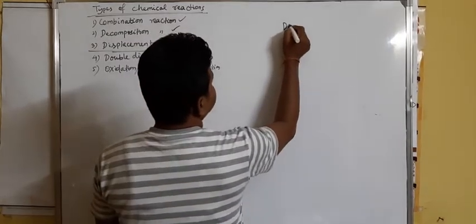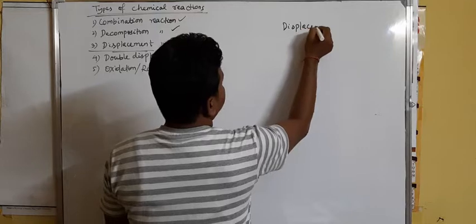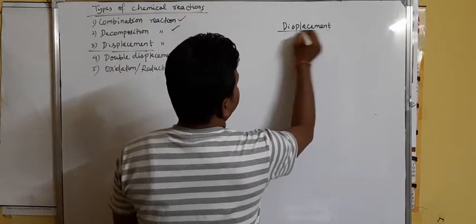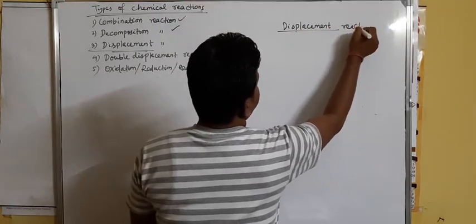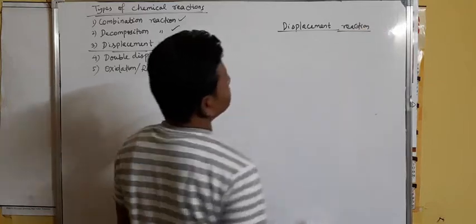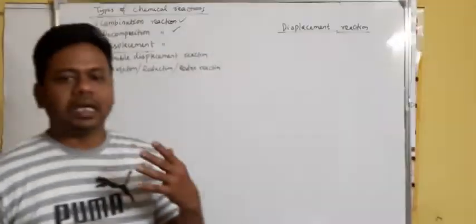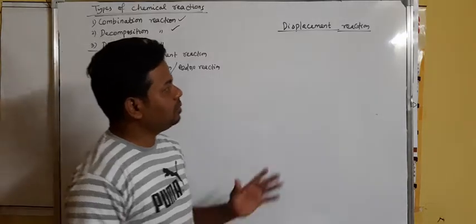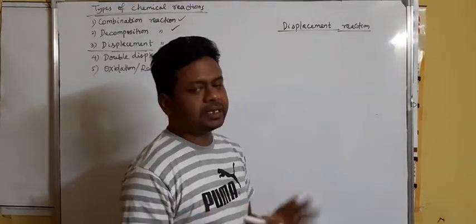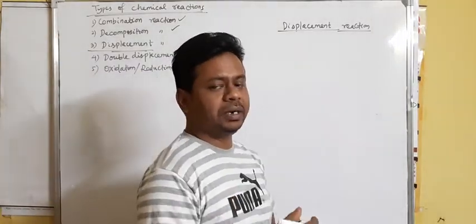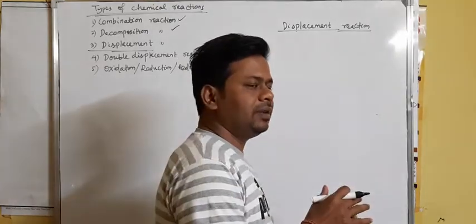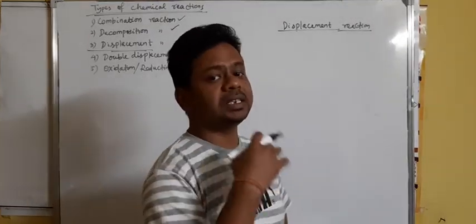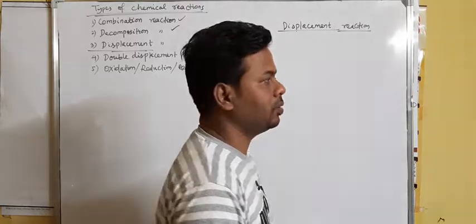So you know the displacement chemical reaction, or displacement reaction. In this reaction, normally a more reactive element displaces a less reactive element from its compound. It is a reaction between a compound and an element, and a more reactive element displaces a less reactive element from its compound.